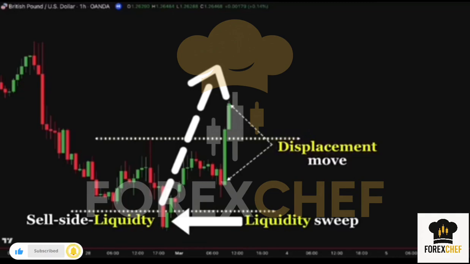That's your displacement move. At this point, you've identified all the key phases of the market maker circle: the creation of the liquidity zone, the liquidity sweep, and the displacement move. And remember, just 2 strong candles are enough to confirm that displacement.